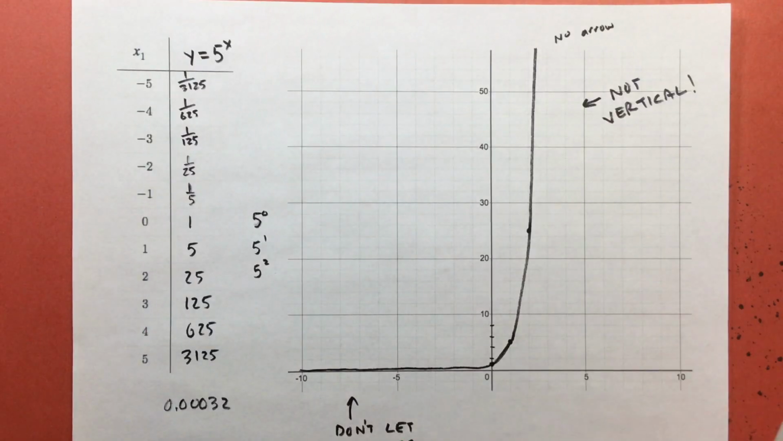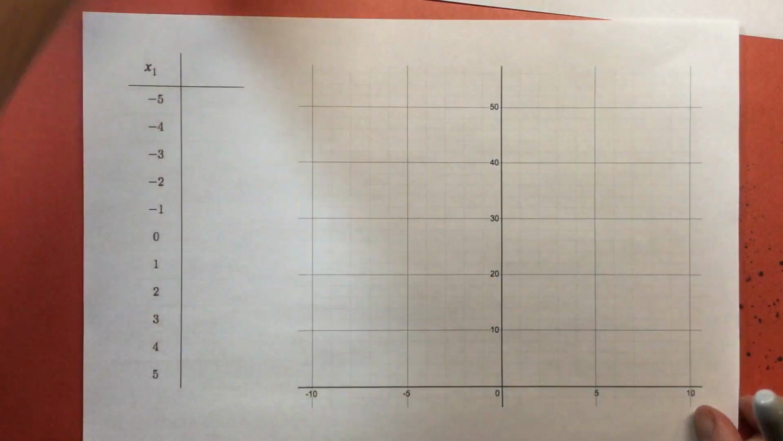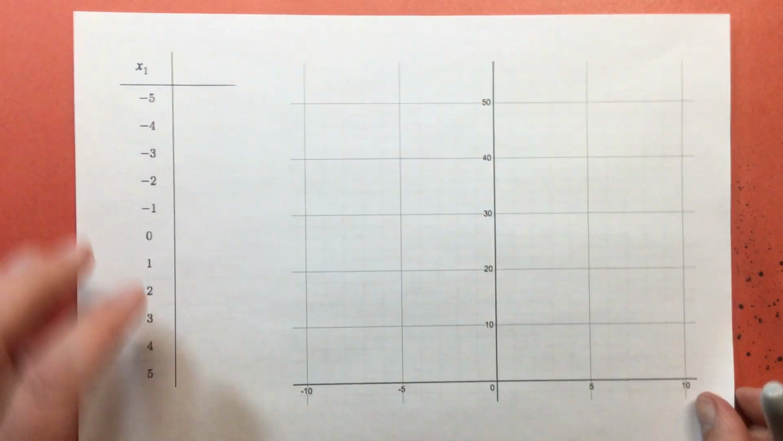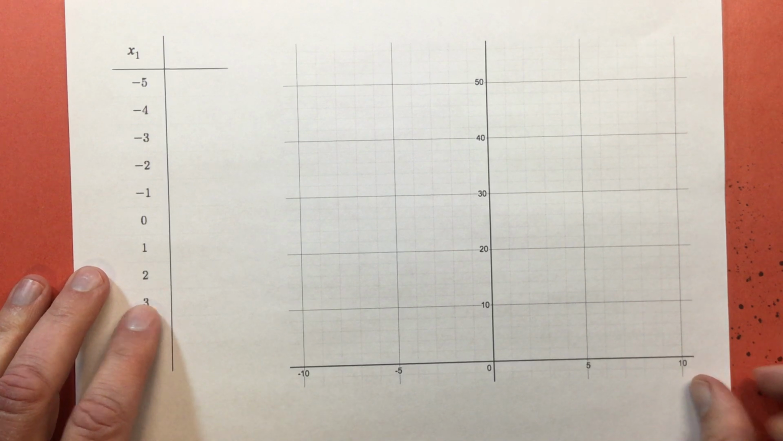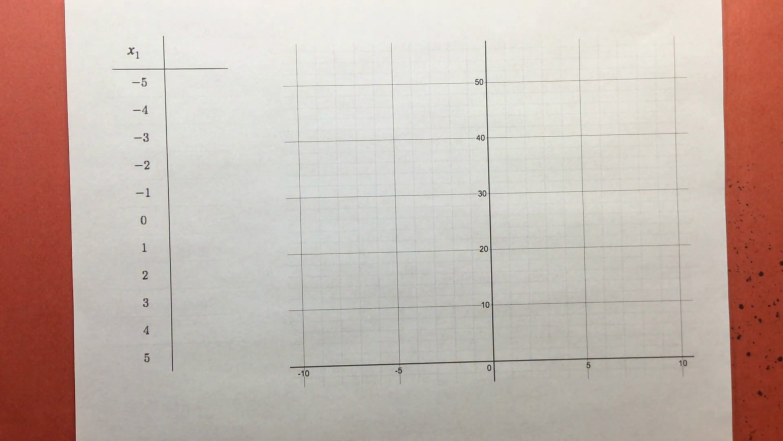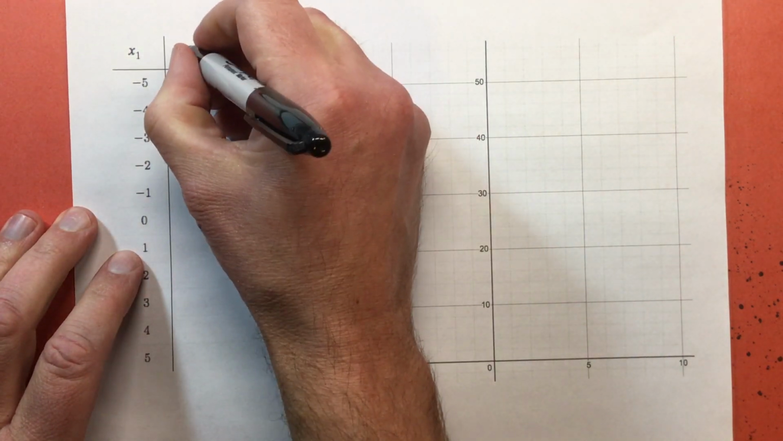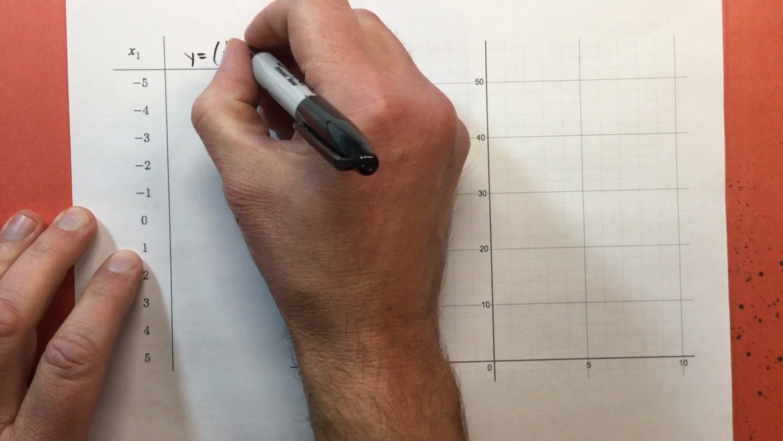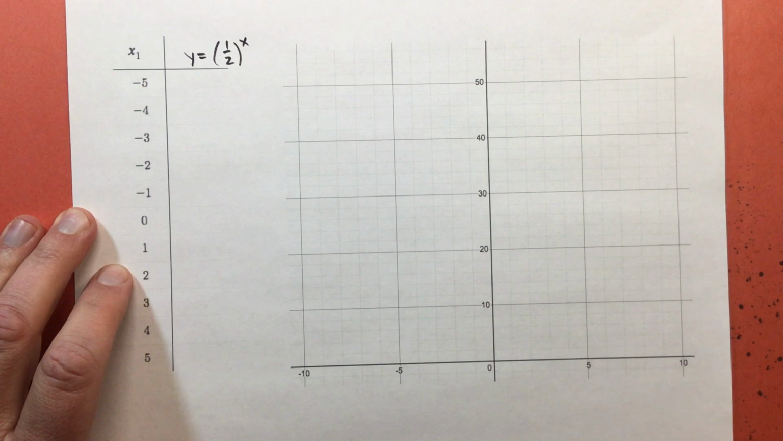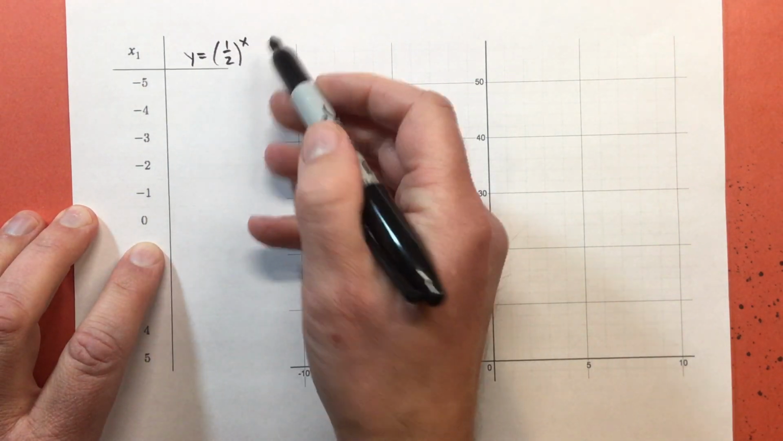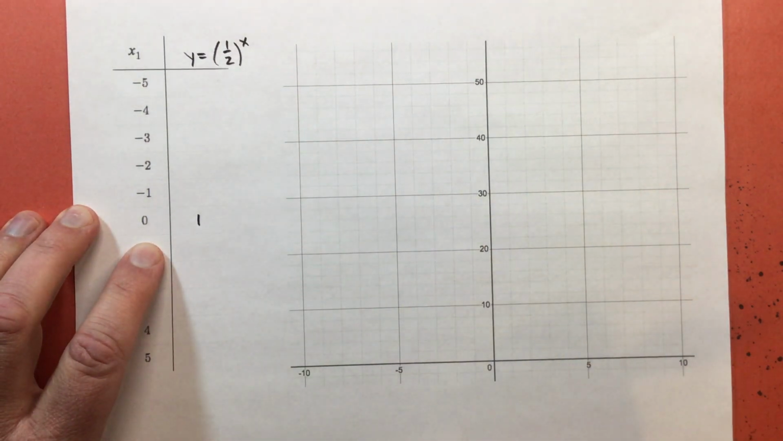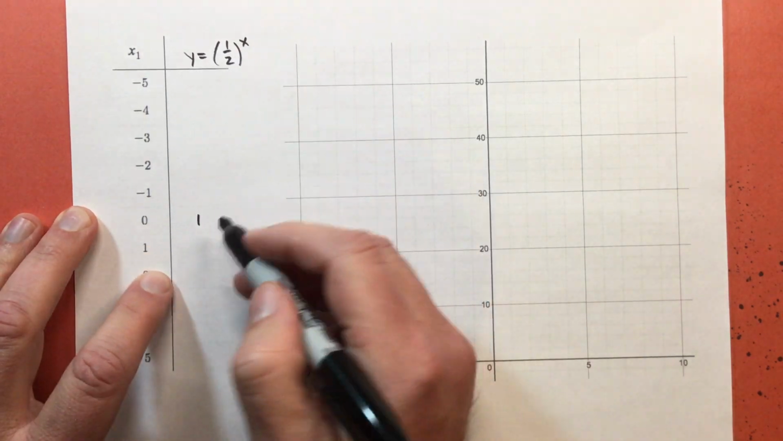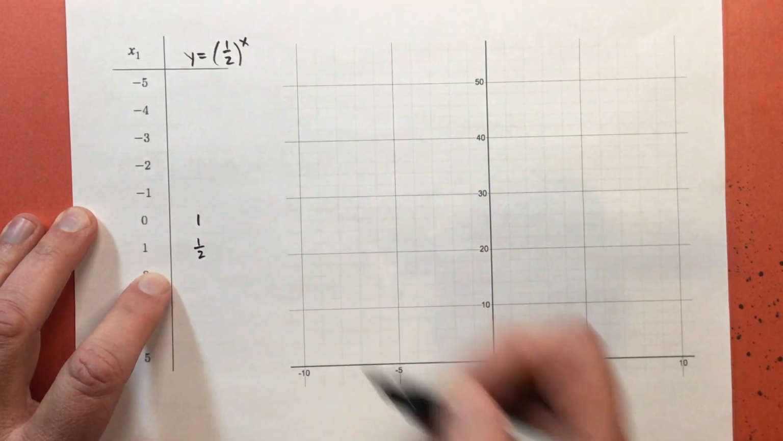All right, let me do one more. I know this video's gotten long, but I think I'm getting all of the information out of the way that you need. We'll do one more real quick. So I'll make this easy. We already kind of know what this is going to be. Let's say y equals, I'll put it in parentheses, 1/2 to the x power. So again, 1/2 to the 0 power equals 1. And 1/2 to the first power is just going to be 1/2.